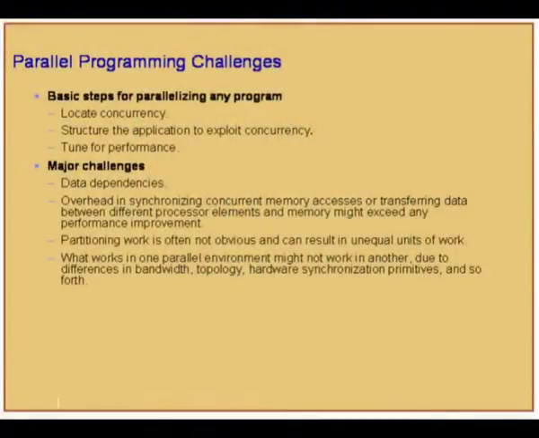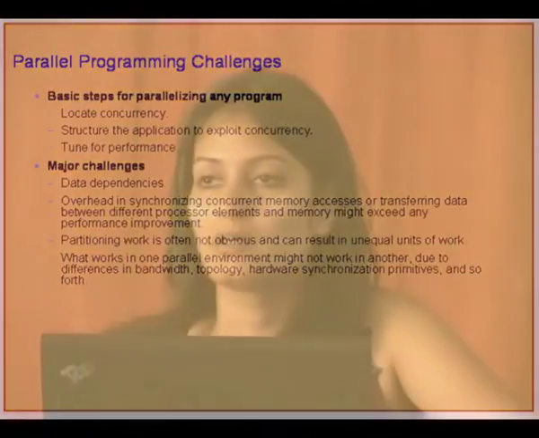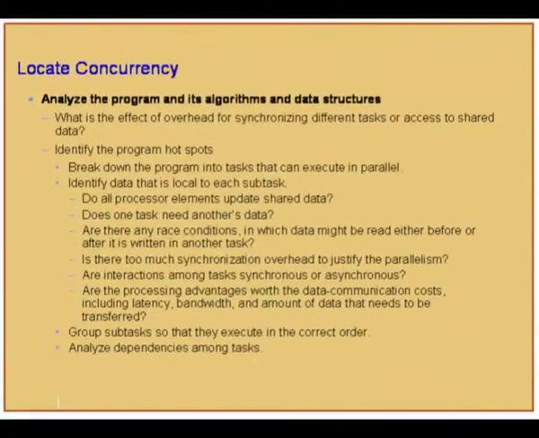And when you're partitioning work, make sure that you make at least some kind of initial decision about load balancing. And obviously, if you're migrating from another platform, there are differences in bandwidth of buses and topology. So observe all those differences and plan accordingly. So, locating the concurrency, right? The first step: analyze the program and its algorithms and data structures. What is the effect of the overhead of synchronizing? How much synchronization do you really need? Is there any way you can override these dependencies?